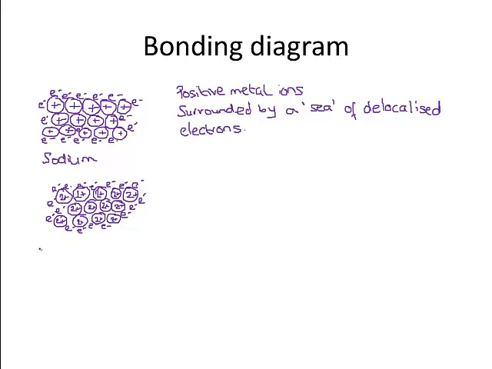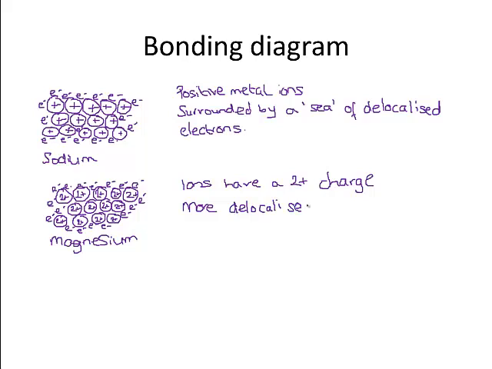Okay, so for magnesium, the ions have a 2+ charge. There are more delocalized electrons. However, usually if you are asked to draw a diagram of the bonding in magnesium, it would be okay to just write the 1+ charges rather than the 2+ charges.